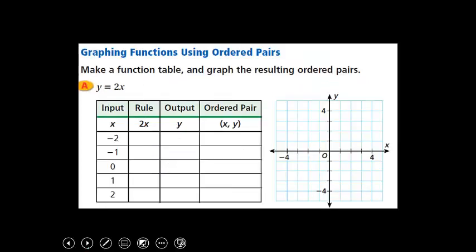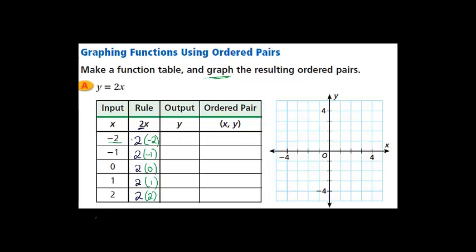Our next question wants us to create a table, but the table looks different. So we've got our rule, we've got our input, we've got our output, and they want us to do an ordered pair as well as graph the results. So let's get started. The first thing we're going to do is write out the non-x values for the rule. So we're going to write 2 in each line. We're going to write the x value. That's 2 times minus 2, 2 times minus 1, 2 times 0, 2 times 1, and 2 times 2. Now we're going to calculate the y value.